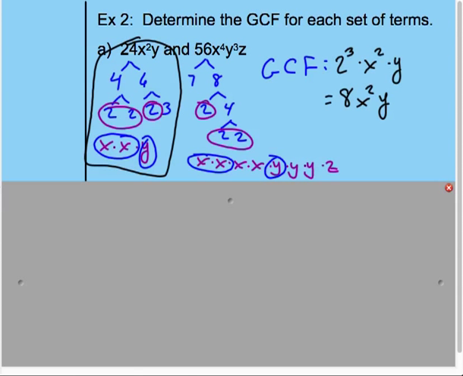So the shortcut would be to look at the original question. Notice how we have an x squared and an x to the 4th. The smaller exponent was 2, and that was the exponent that we had on our GCF. Looking at the y's, I have y and y cubed. The smaller exponent was a single y, and that's what we have for our GCF.